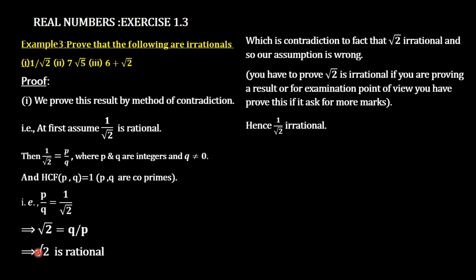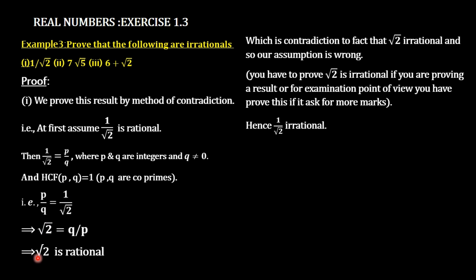Why are we applying this method of contradiction? We have two and only two possibilities. That is, either 1 by root 2 is rational or 1 by root 2 is irrational. You have to keep this in mind. Okay. Then our next question, that is, 7 root 5 is irrational.